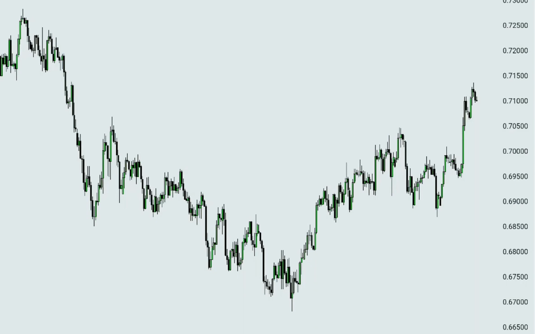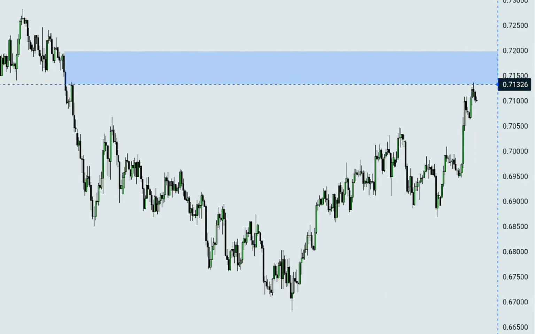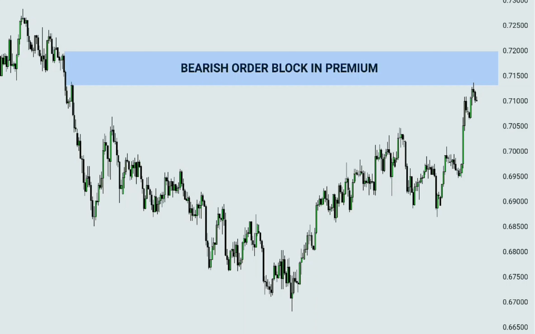A bearish order block represents the final area of institutional buying or distribution before a strong bearish expansion. On this chart, price moves higher after inducement and delivers into a premium zone of the prior range, where a bearish order block is clearly defined. This area reflects unfilled sell orders left behind by large participants.